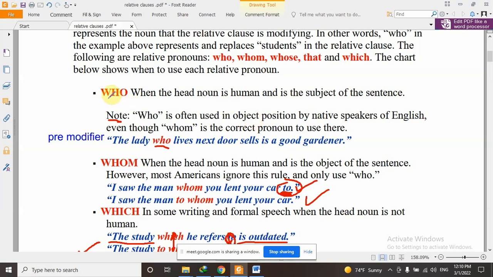So who is for the subject and whom is for the object. Americans use who for the subject and for the object human noun. Okay, so now you may know the difference. If you see who used for the object noun, you will say that this is American. Now can we use who instead of the object in all cases with American? No. Look at this example.